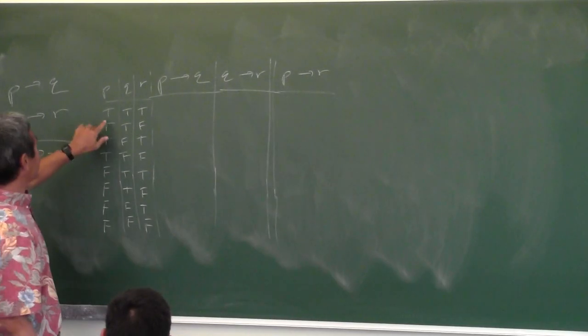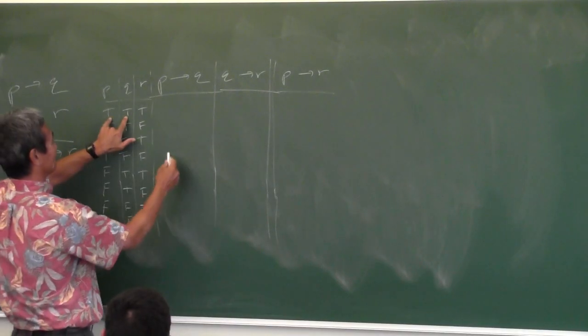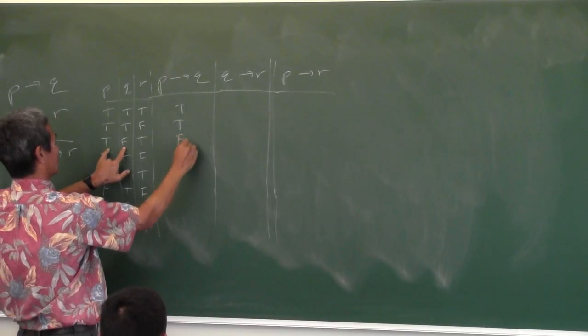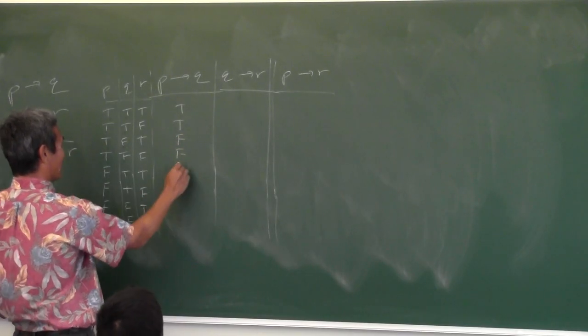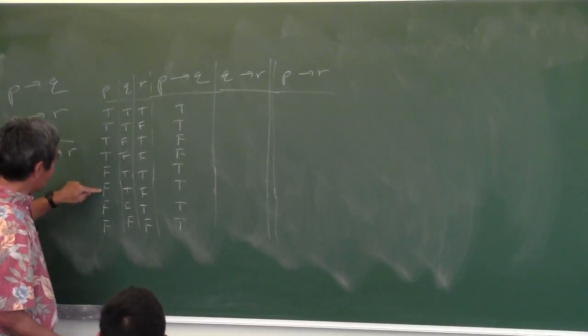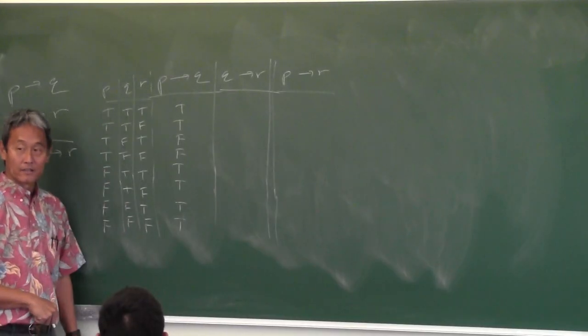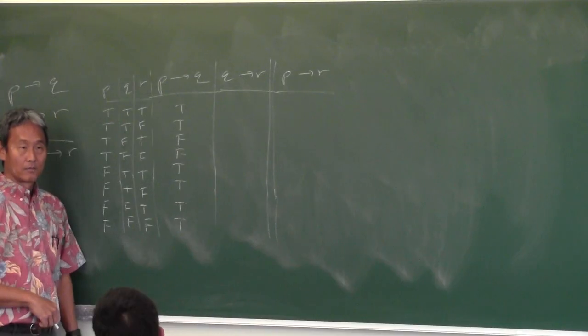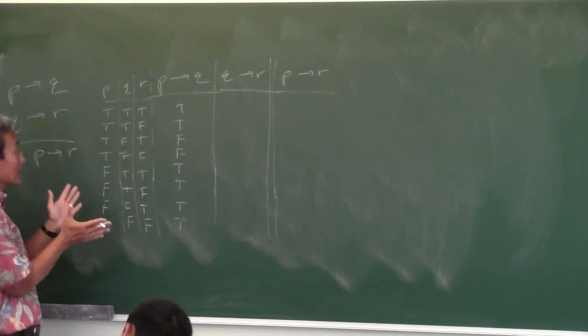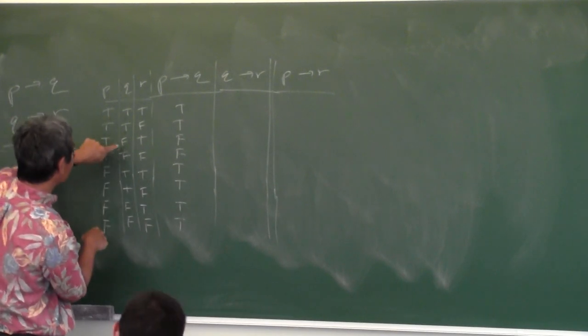Okay, now, P implies Q. First line: true, true, true, true, false, false, false, false. And then you don't even have to think already. It's all trues, right? Because remember, in a conditional statement, once the first one is false, it's true already, right? We just talked about that 7 minutes ago. The only time a conditional statement is false is when the first one is true and the second one's false.